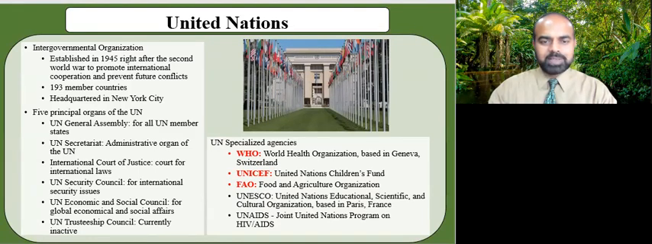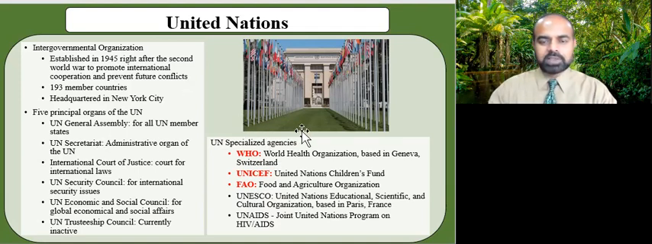The five principal organs of the United Nations are the UN General Assembly, which is for all UN member states; the UN Secretariat, which is the administrative organ of the United Nations; the International Court of Justice, which is the court for international laws; and the UN Security Council, which is for international security issues. The last two are the UN Economic and Social Council, which focuses on global economic and social affairs, and the UN Trusteeship Council, which is currently inactive.